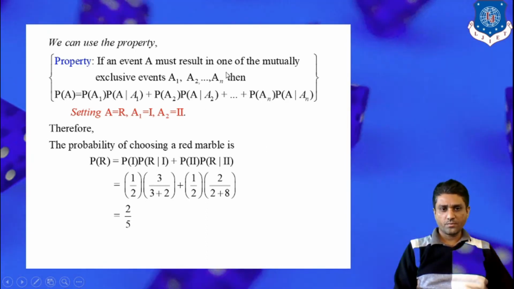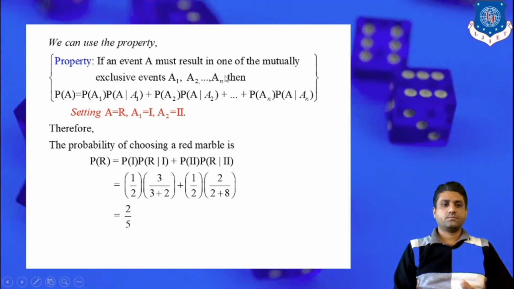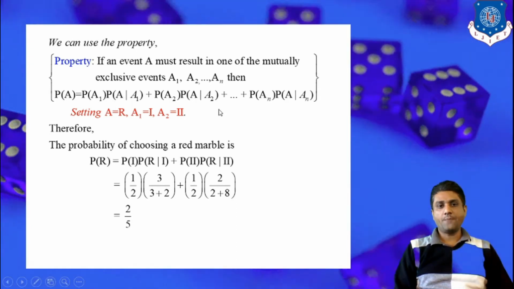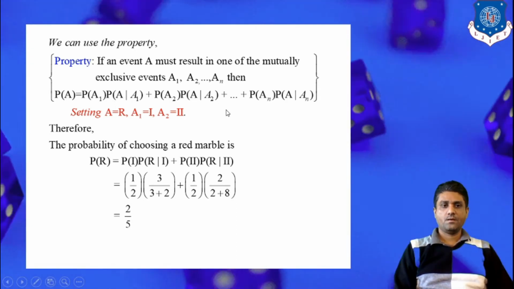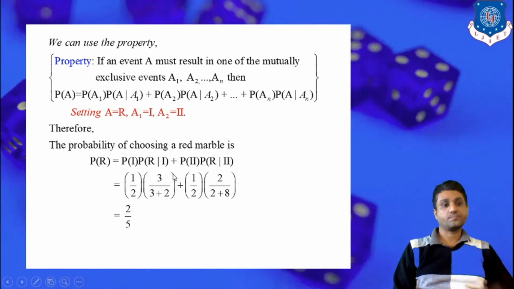Now we have to stop after the second step, because in this particular example there are only two objects.